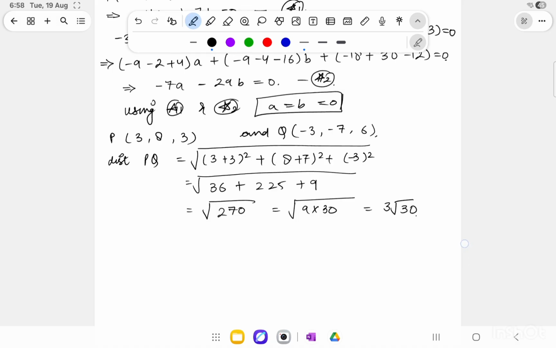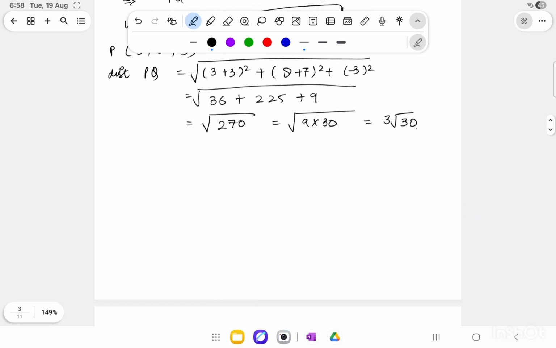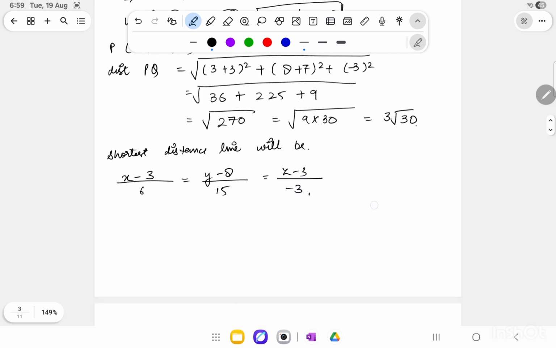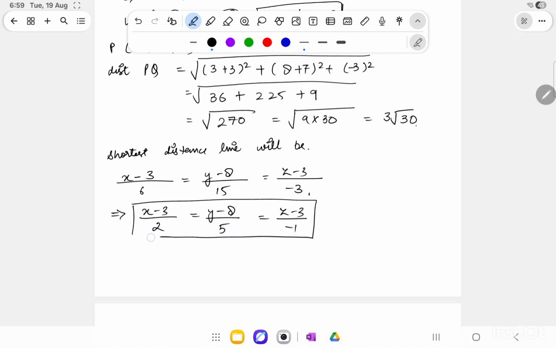And further we are supposed to find the shortest distance line between L1 and L2. So the shortest distance line will be (x - 3)/6 = (y - 8)/15 = (z - 3)/(3 - 6), that is -3. I can further simplify it to get (x - 3)/2 = (y - 8)/5 = (z - 3)/(-1). So this is the shortest distance line between L1 and L2.